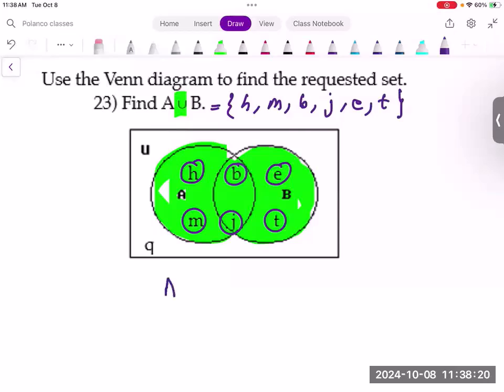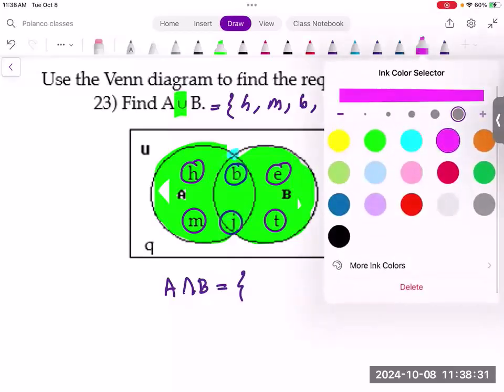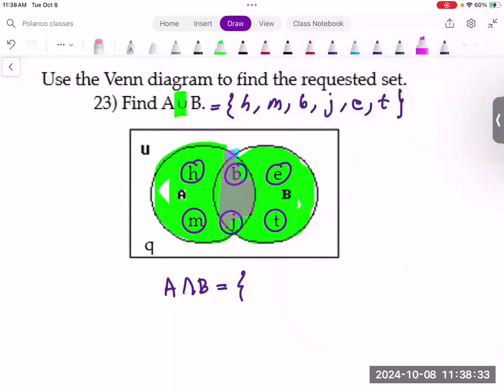Are you familiar with A intersect B? What should A intersect B be? A intersect B would be only this part here, the overlap. So the intersection would be this part over here. All right, you get the idea, right? Let me take it back. So this is going to be B, J only. We good?